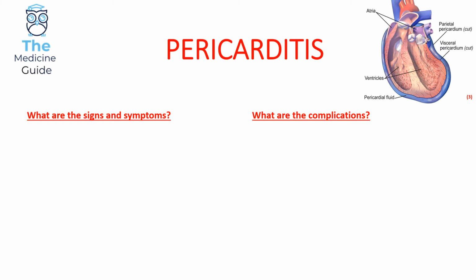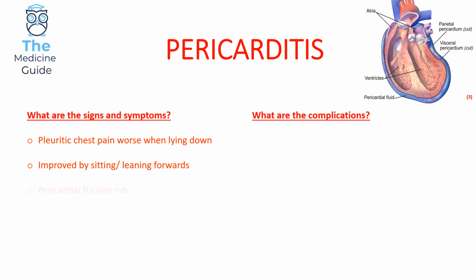Now we're going to focus on the signs and symptoms and the complications of pericarditis. Pericarditis begins with the letter P, so it presents with pleuritic chest pain. This is a chest pain that's localized to either the right side or the left side of the chest. The pleuritic chest pain is worse when the patient is lying down, and is improved by sitting forwards or leaning forwards.